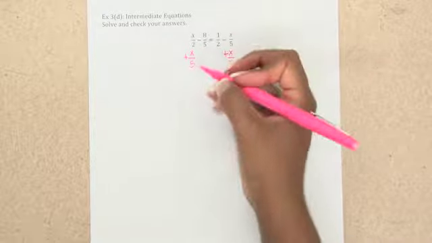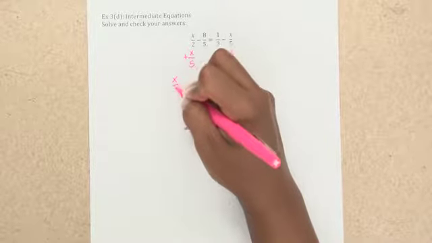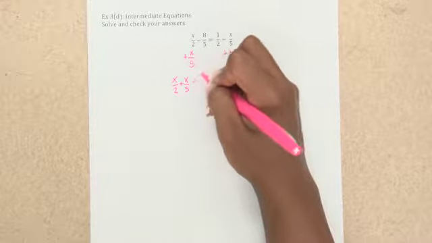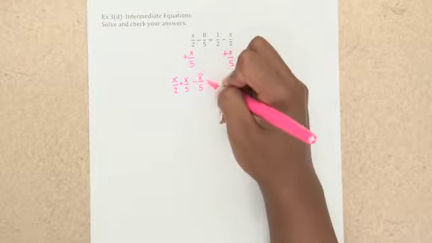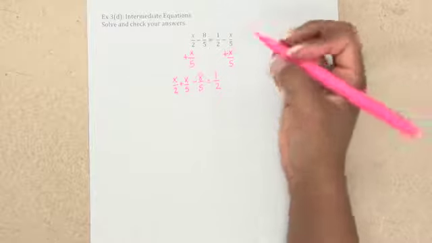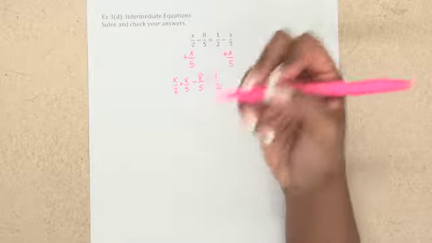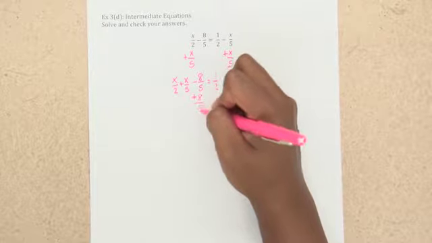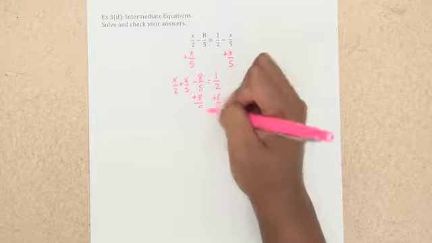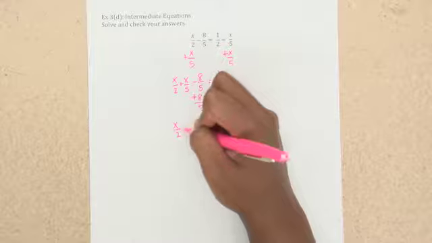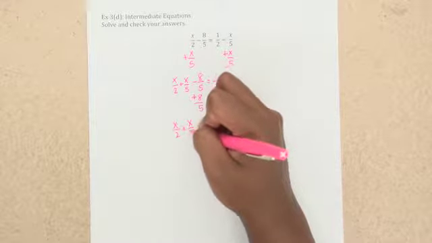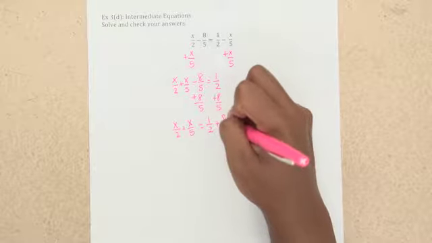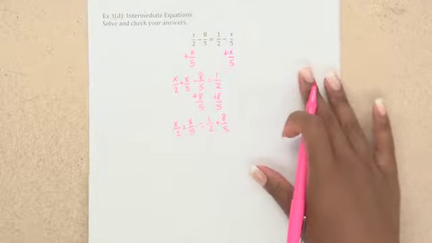Okay, so now we have x over 2 plus x over 5 minus 8 over 5 should be equal to 1 over 2. And again, we want to take everything that doesn't have an x and put it on the other side. So let's add 8 over 5 to both sides. So we have x over 2 plus x over 5 should be equal to 1 over 2 plus 8 over 5.